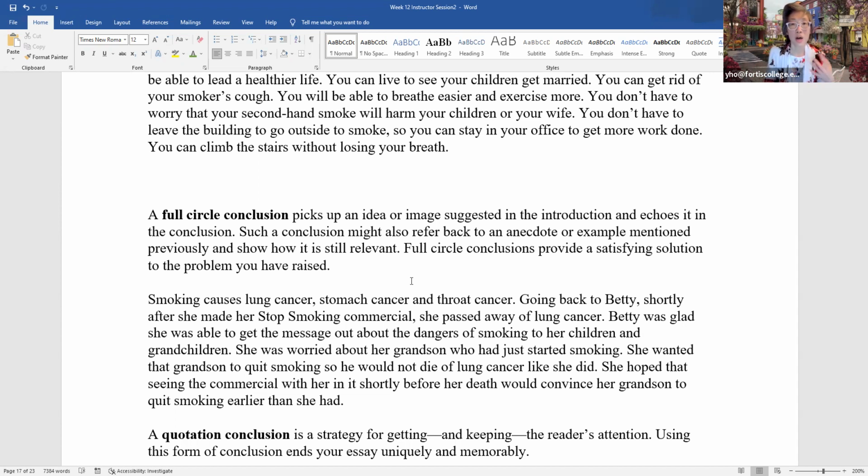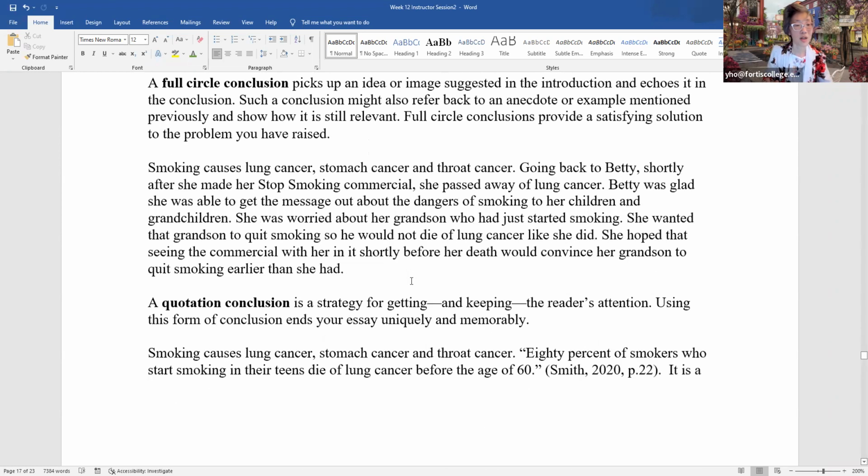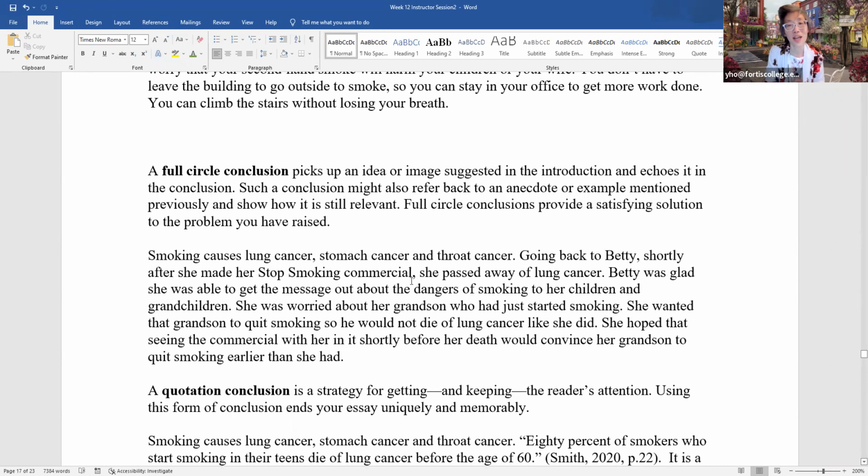So she wants her grandson to not end up with a tube in her throat. She hoped that by seeing the commercial, because when she made the commercial, she actually did have the tube in her throat, and she actually did sound very raspy, if the grandson sees the commercial, he would stop smoking. Okay? Oh, there's another one, quotation. Oh, I was wrong. This is not the last one. Okay. So, full circle conclusions provide a satisfying solution to the problem you have raised.